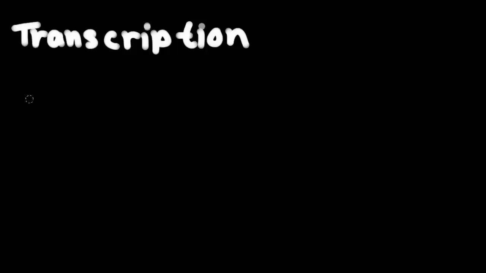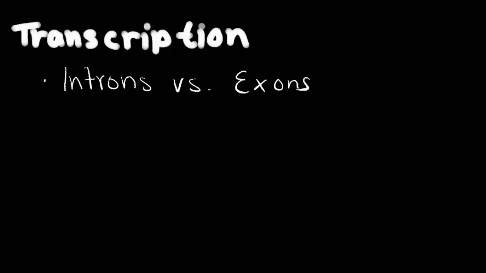Today we're going to be talking about transcription in eukaryotes. So things that we need to understand before we begin are going to be the difference between introns versus exons. This is an important subject that we need to understand first, because later on when we talk about the splicing and how we actually attain mRNA completely, we need to understand what the difference between an intron and an exon is.